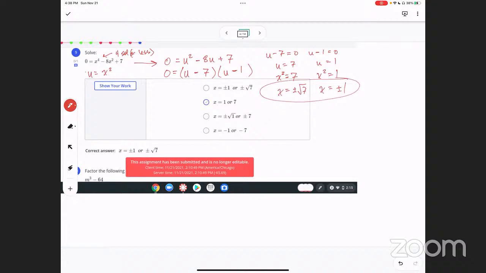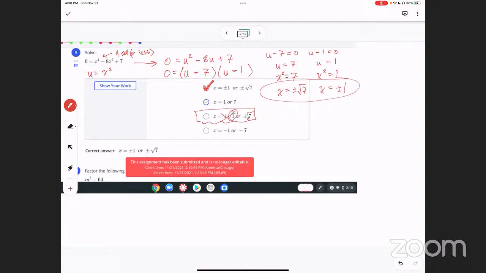Remember I said 4 solutions possible? There's your 4 solutions. And the correct answer is this first one up here. That's a tricky one. This is technically correct, but it's not, because they don't have a square root over the 7. Square root of 1 is just 1, so you shouldn't write square root of 1.